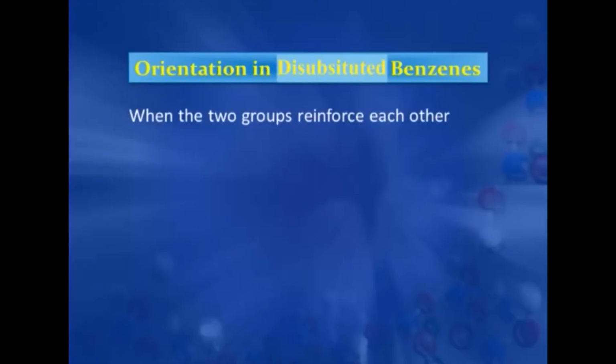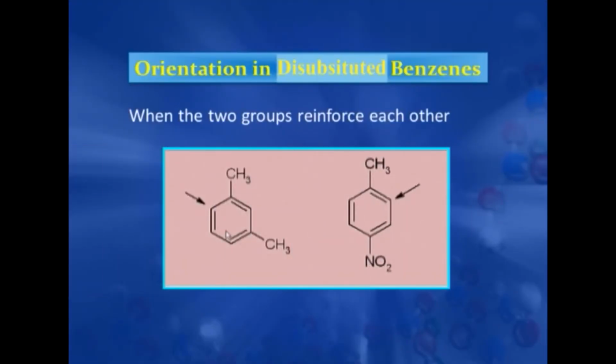We have discussed the cases in which only a mono substitution is present on benzene. Now, if 2 substitutions are present in benzene, then when a third group enters, on which position will this third group enter? So, there are different cases. That depends upon the nature of the 2 groups which are already present in the benzene ring. So, first case, the groups which reinforce each other, meaning when the 2 groups present on the benzene ring direct the incoming group to the same position.